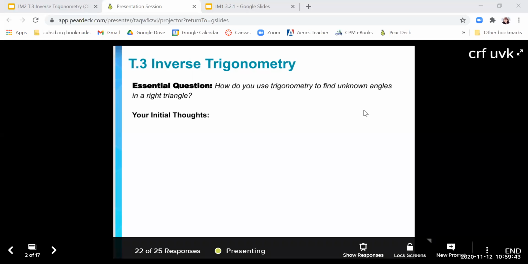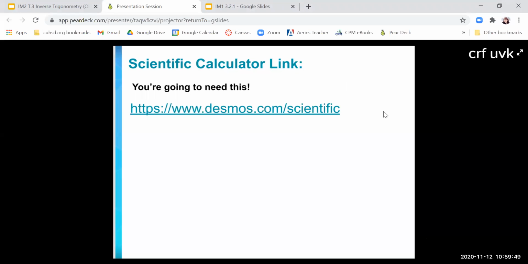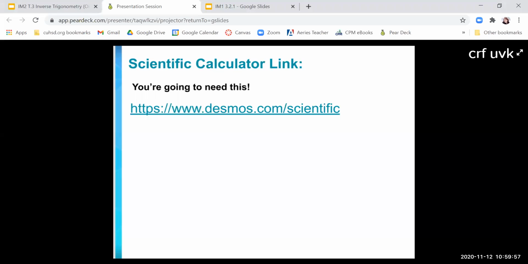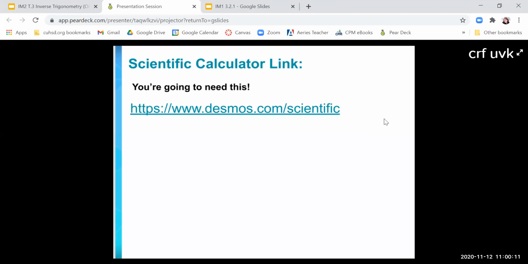All right. So moving forward, here's your Desmos scientific calculator. Go ahead and click that link and make sure you have that ready on some other tab. If you're using a different calculator, that's fine. You don't need this, but this is the one I'm going to use today. Okay, I'm going to switch the slide in 3, 2, 1. You can also Google this.